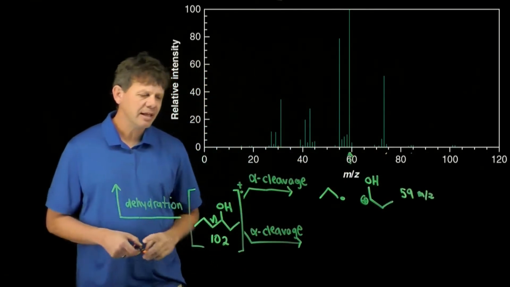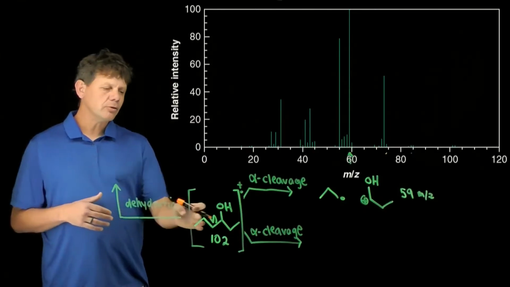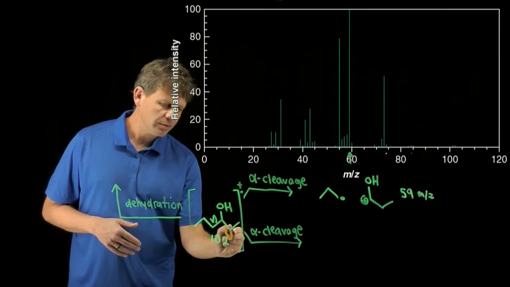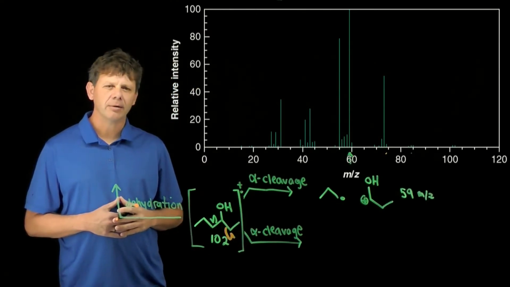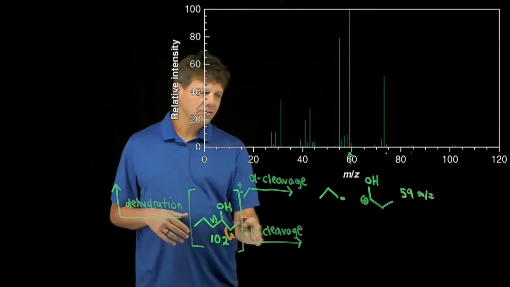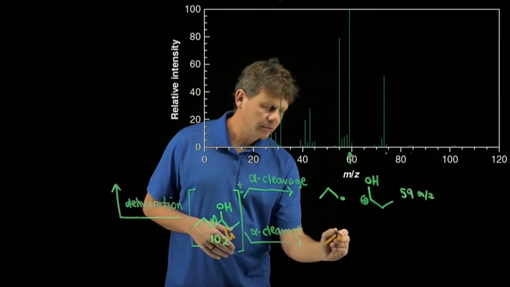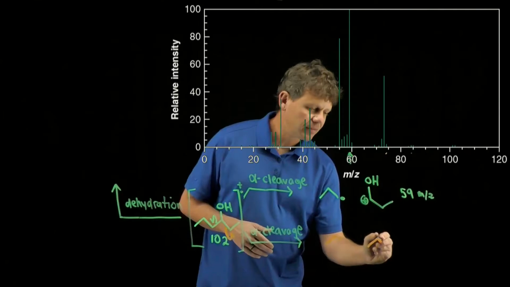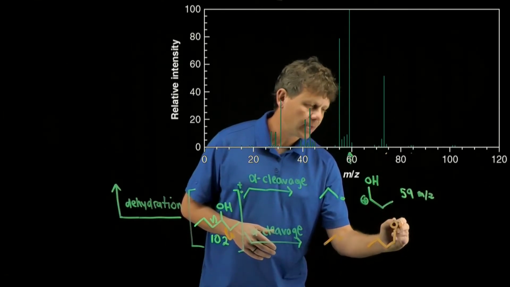If we look at the next alpha fragmentation, we can do it on the other side of the hydroxyl group. So now we'll use orange to do that movement there. That's going to give us, once again, a radical that is not detected by the spectrometer, and in this case, the 4-carbon carbocation.